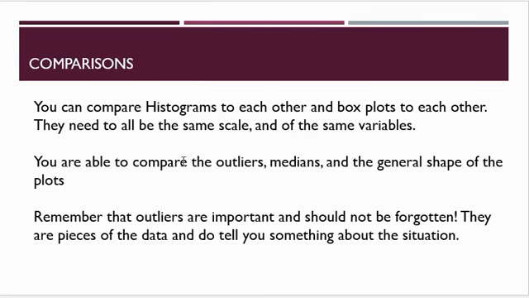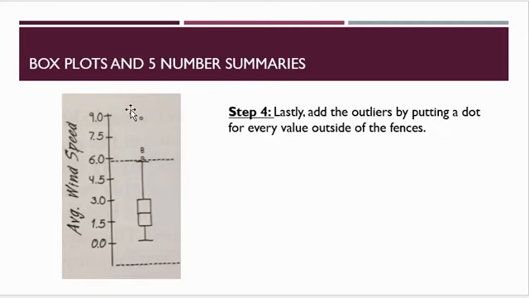Comparisons. You can compare a histogram to each other and box plots to each other. They need to all be the same scale and have the same variables. You are able to compare the outliers, medians, and general shape of your plots. Remember that outliers are important and should not be forgotten. They are pieces of the data and do tell you something about the situation. That's why you add your outliers to your box plot on the outside.